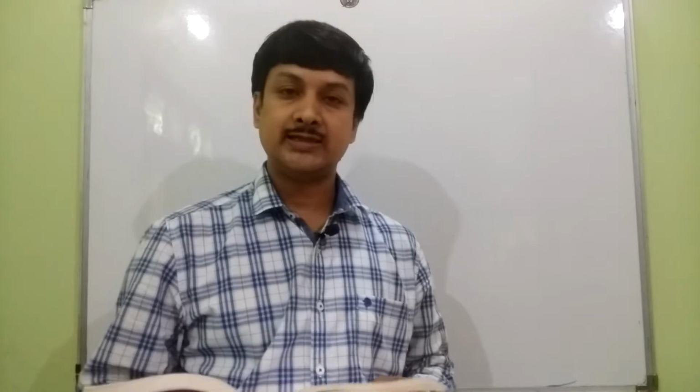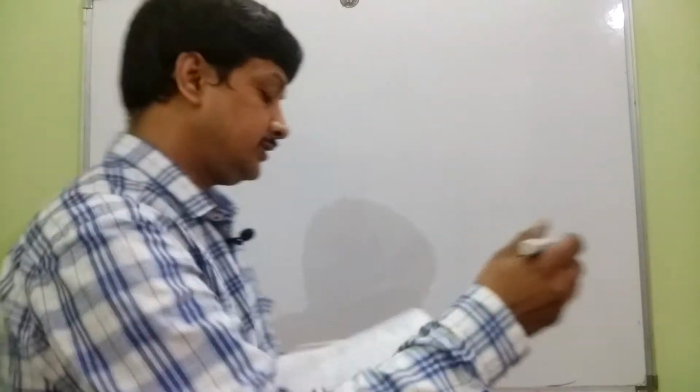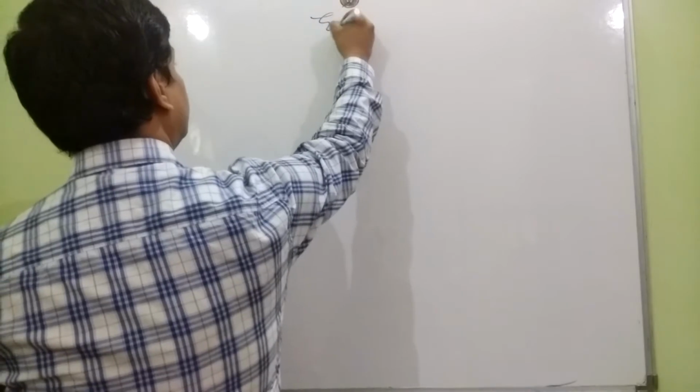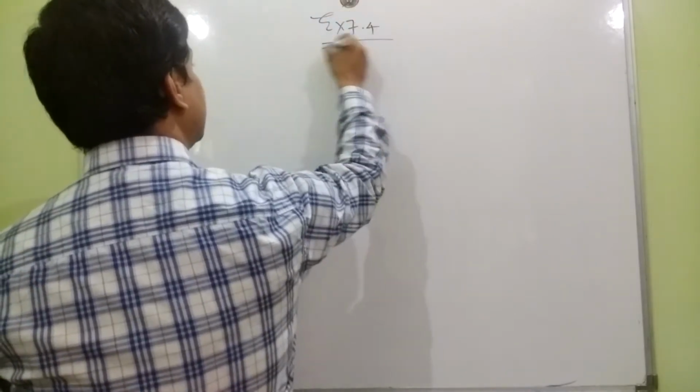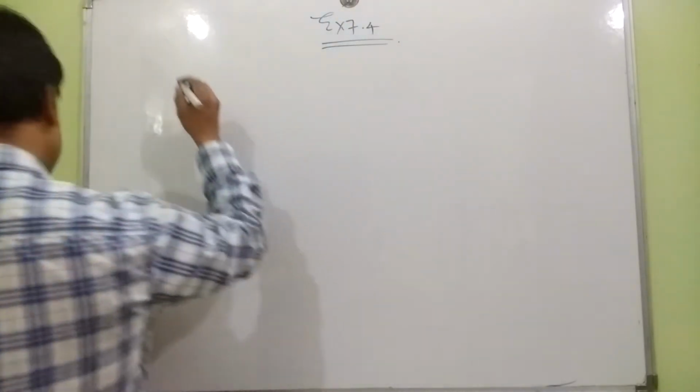We are doing the chapter Triangles and its last exercise, which is exercise 7.4. Today we will start from question number 4 of this exercise 7.4. This is the last exercise of this chapter.